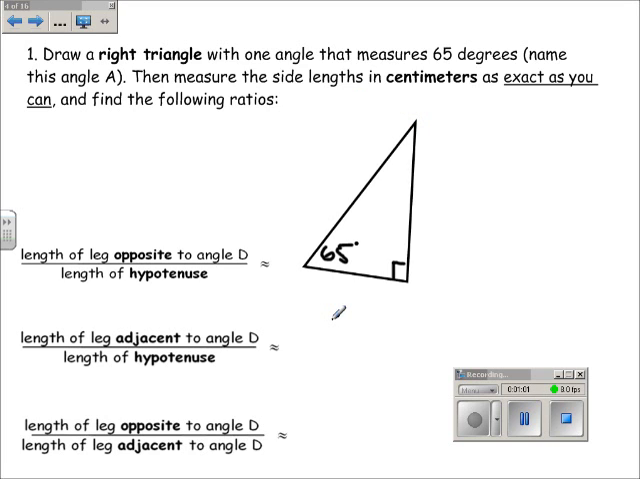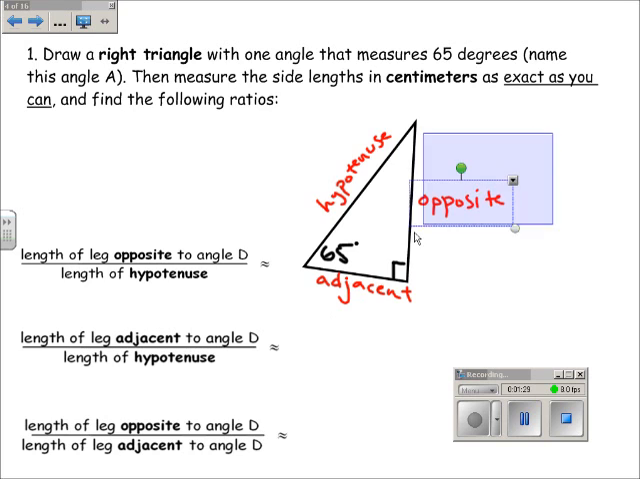So looking at the 65-degree angle, this side is the hypotenuse, and this side is the adjacent leg. Again, adjacent means next to, so it's the leg that's next to the 65-degree angle. This side is called the opposite because it's the leg on the opposite side of the triangle.